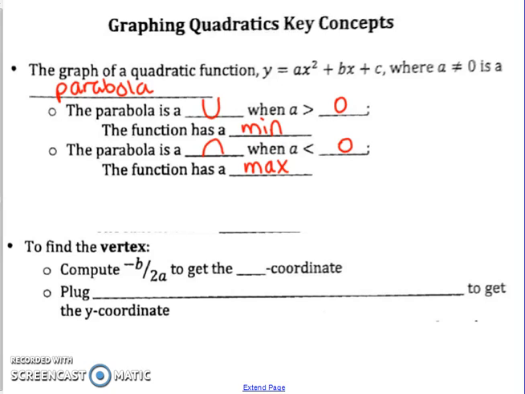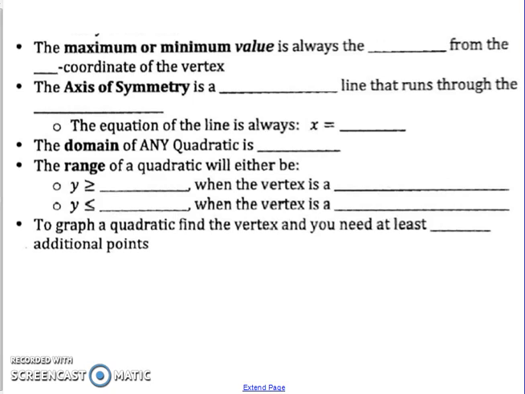To find the vertex, compute negative b over 2a, and that gives us the x-coordinate of the vertex. So we're going to plug the x answer into the function in order to find the y-coordinate. The maximum or minimum value is always the value from the y-coordinate of the vertex.